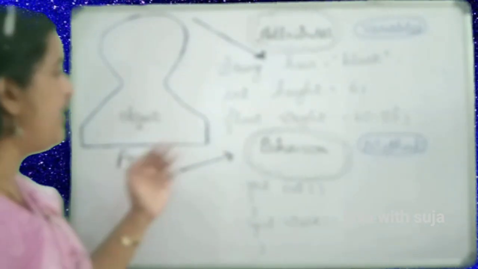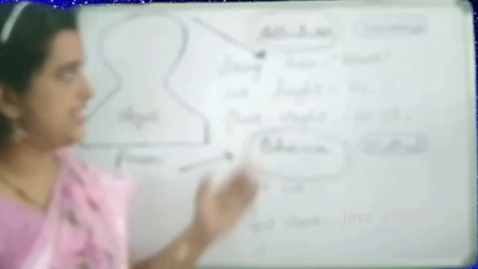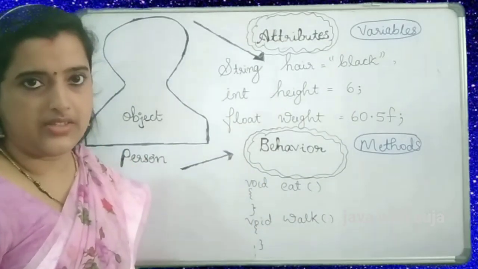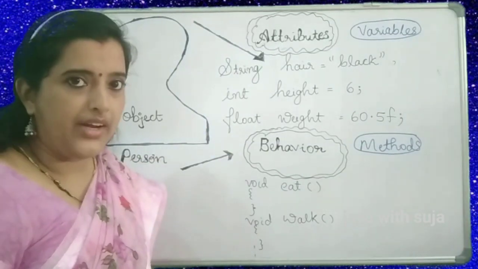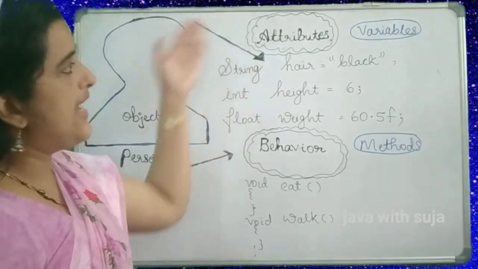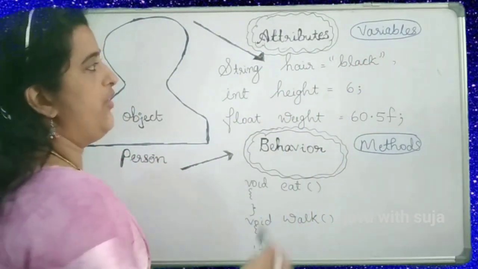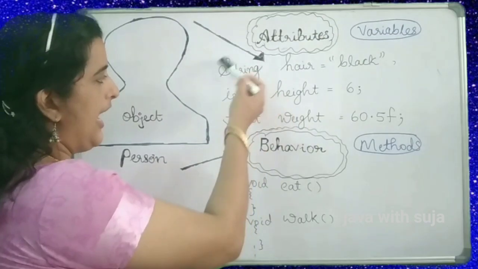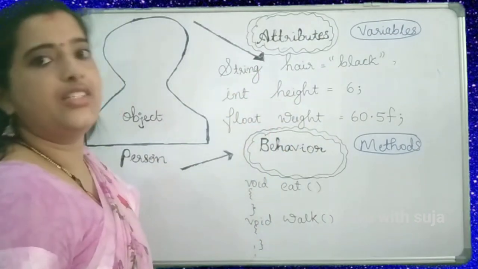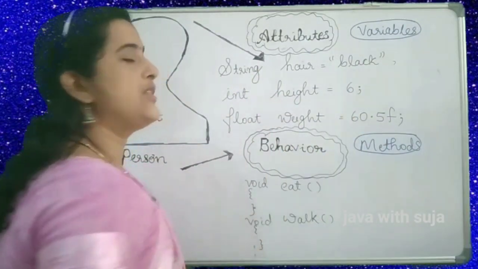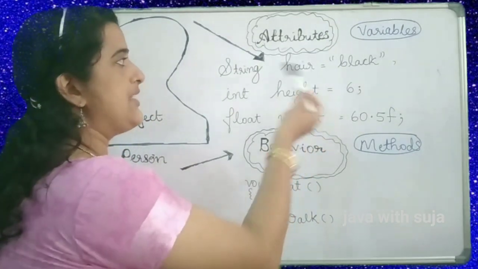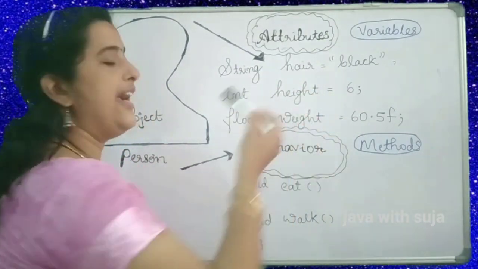Here I have taken person as an object. So normally a person will have hair, height and weight. These are the general attributes or characteristics of this object. So when it comes to our program, we will implement these attributes as variables in the program. We know every variable will have a data type and it will have some value. So here I have taken three variables which are hair, height and weight.